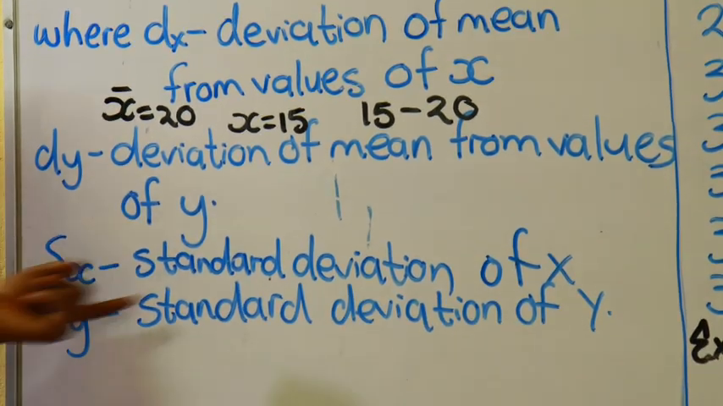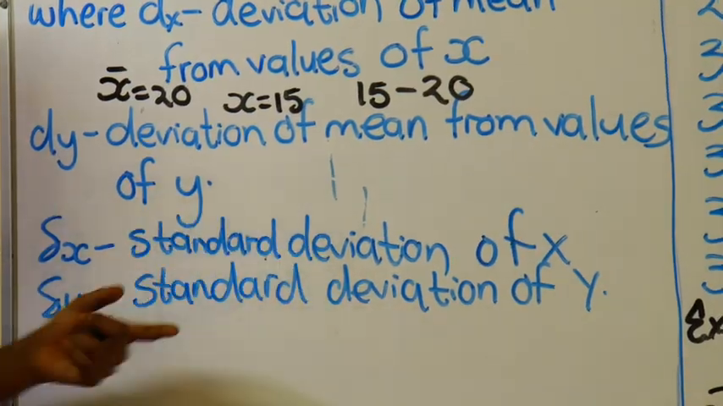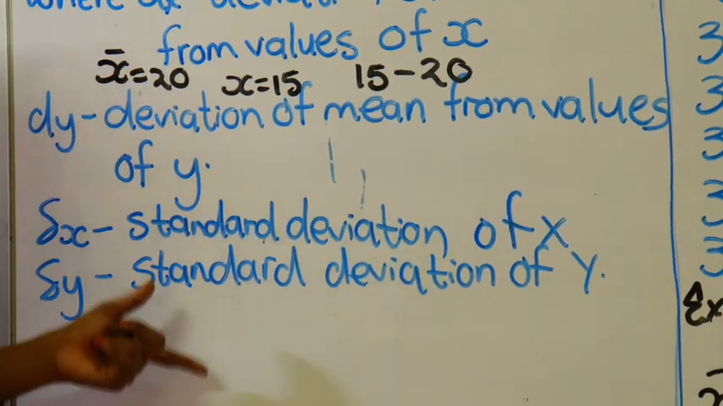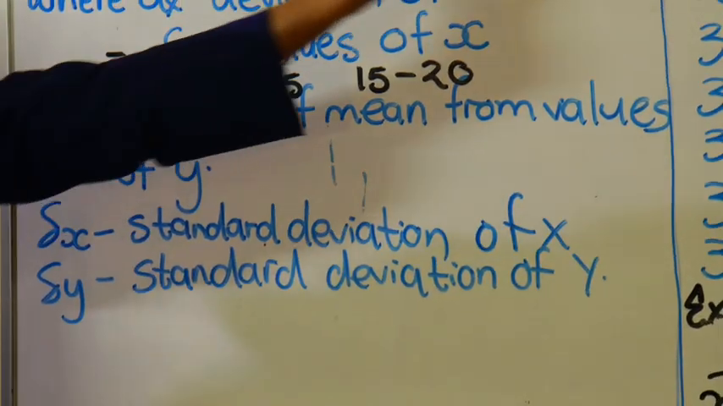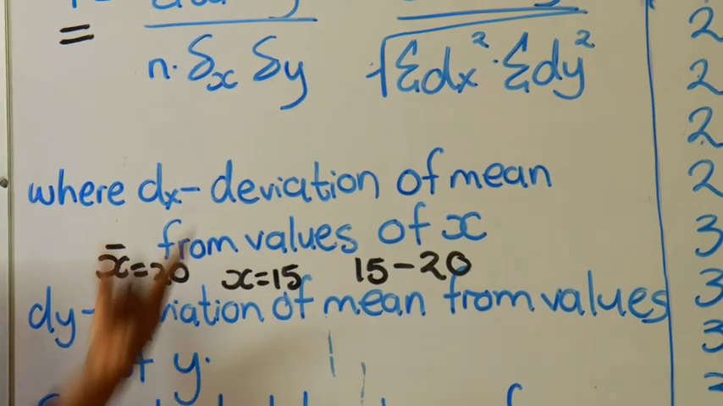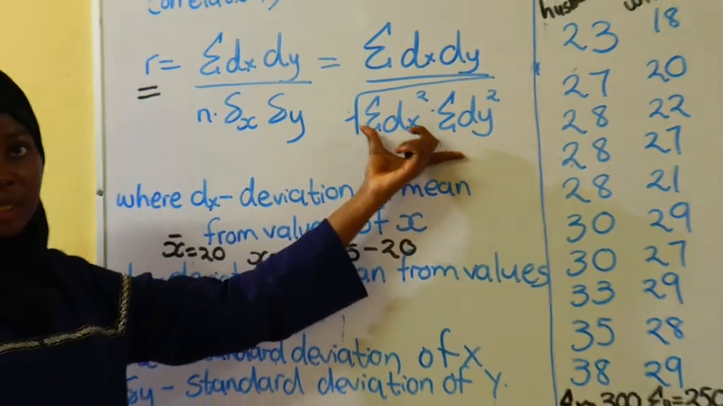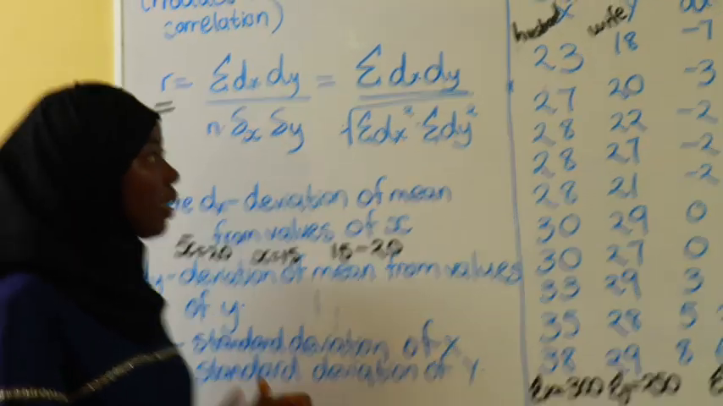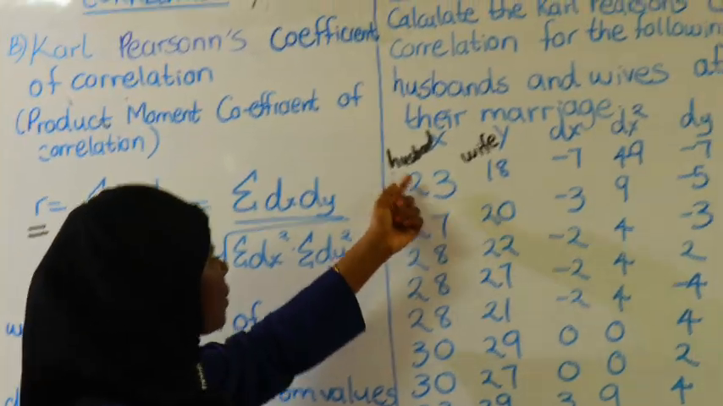So sigma x is the standard deviation of x, and sigma y is the standard deviation of y. But in this case, because this formula can be simplified to this, you do not have to find the standard deviation. So in most cases, we'll be working with this formula. Okay? So we can look at an example.